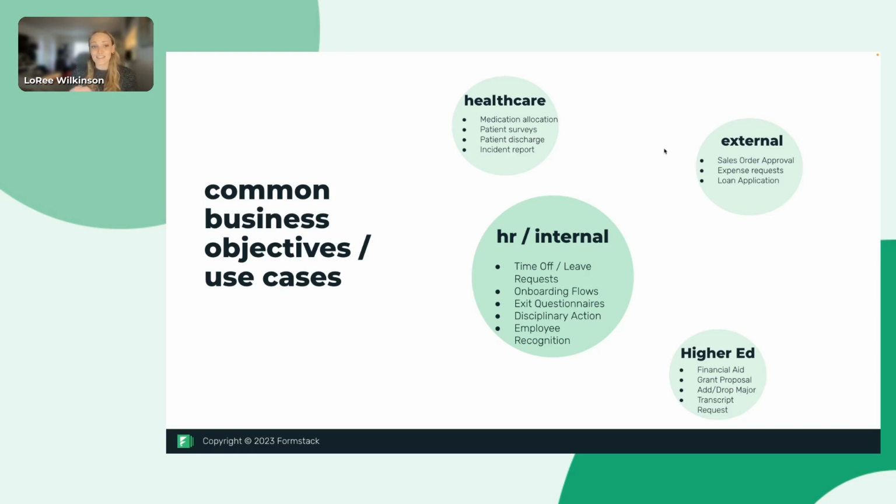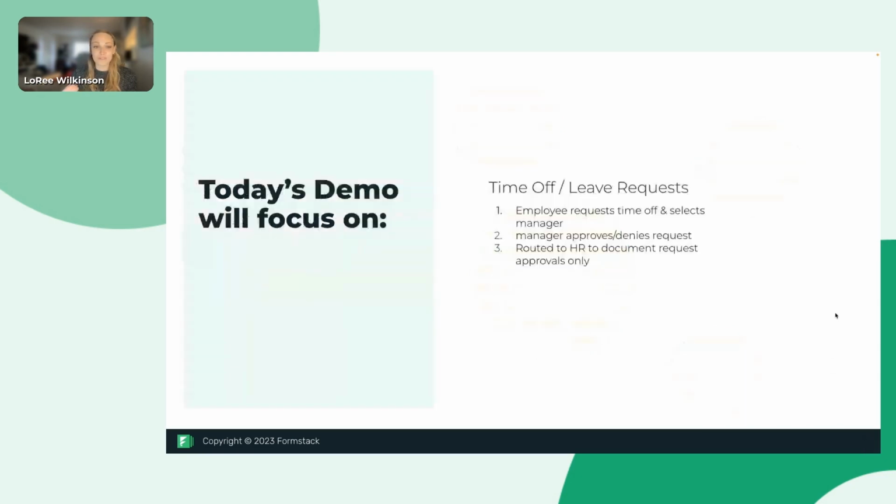The one that I see the most often is a time off request. And so that is what we will be doing today. So that first step is going to be an employee requesting off time. They select their direct report, their manager. Their manager will get a notification and either approve or deny that request. And then if it is approved, it will go on to HR so that they can document those request approvals.